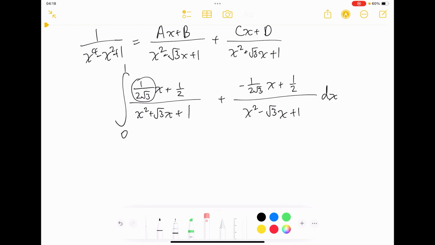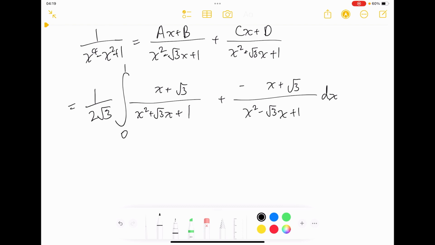So let me just do that. So if I pull out 1 over 2 root 3, that reduces to x. I'll have to multiply this by 2 root 3, which means it's just root 3, because 2 root 3 times 1/2 is just root 3. And then that becomes a negative x. That also becomes a root 3.